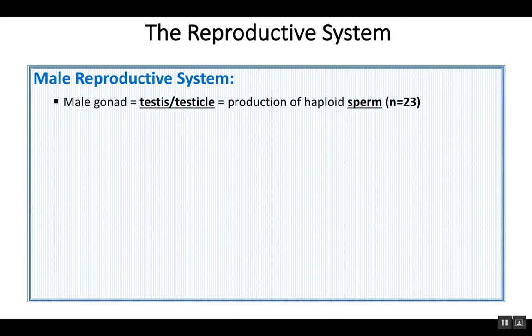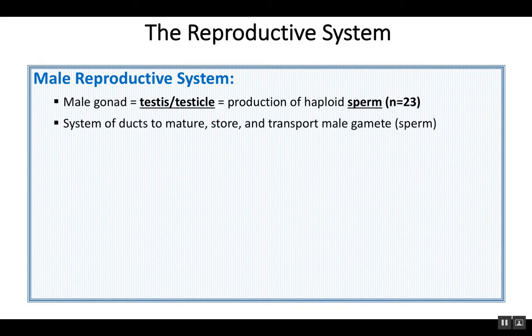So let's begin by discussing the male reproductive system. The male gonad is known as the testis or testicle. This is the organ that produces the gamete or sperm cell. Sperm and oocytes are both haploid cells. Haploid refers to half the number of chromosomes as a diploid cell. All cells of your body other than the gametes are diploid, meaning they have 46 chromosomes.